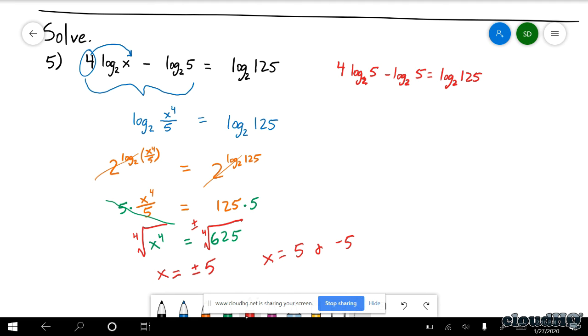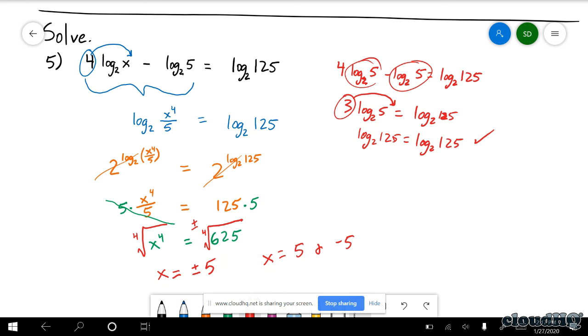But how can we check this? Notice log base 2 of 5 is in both of them. It's kind of like having 4x minus x. 4x minus x would be 3x. Well, in the same way, 4 log base 2 of 5 minus the log base 2 of 5 is 3 log base 2 of 5. So that would be an easy way to start that simplification problem. And then we have this 3 in front. Doesn't that become an exponent? Becoming log base 2 of 125 is equal to log base 2 of 125. And yes, that works.